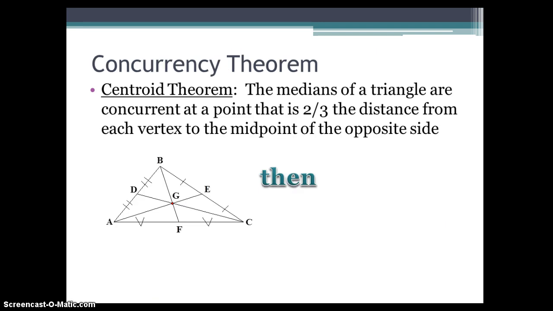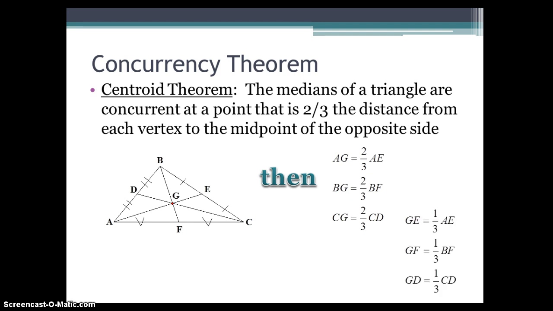So, a couple concurrency theorems. First, we have the centroid theorem, which says the medians of the triangle are concurrent at a point that is 2/3 the distance from each vertex to the midpoint of the opposite side. And I know this can be kind of confusing, so let's look at this mathematically. AG, the segment AG, is 2/3 of the full segment AE. BG is 2/3 of the full segment BF, and CG is 2/3 of the segment CD.